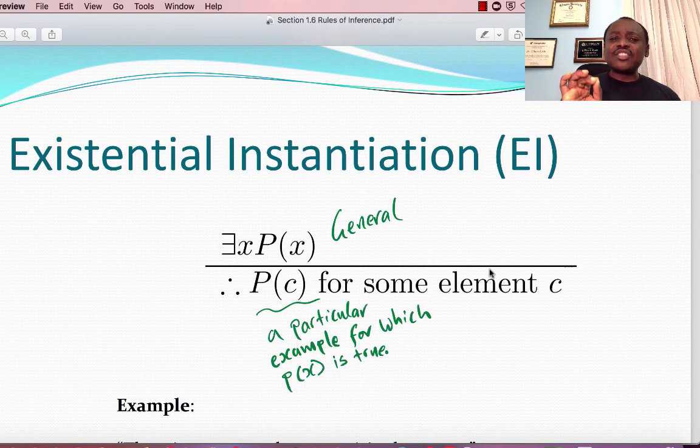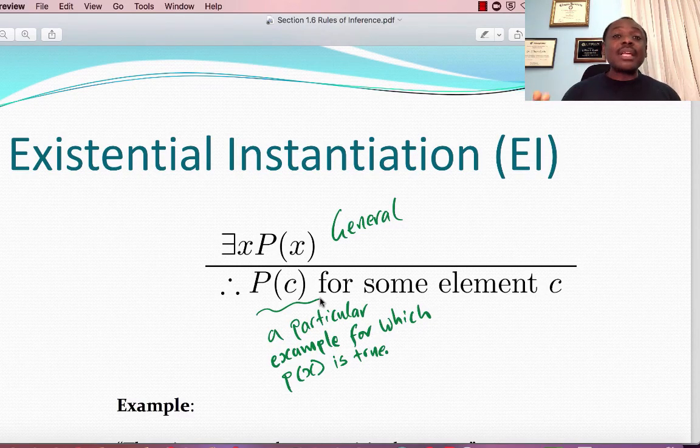What about existential instantiation? Wow, that's another big word. But that simply means if I am told that there exists X such that P of X is true, that means there is at least one person in that set, C, such that P of C is true. So there exists X, P of X. If that is true, then P of C must be true for some element C. There is a particular example for which P of X is true, and call that example C.